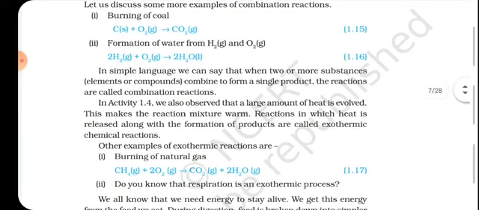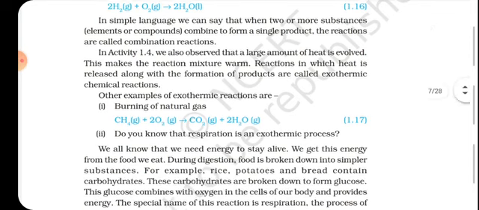If heat was produced in the reaction of calcium oxide, then you need to know that reactions in which heat is released along with the formation of products are also known as exothermic chemical reactions.